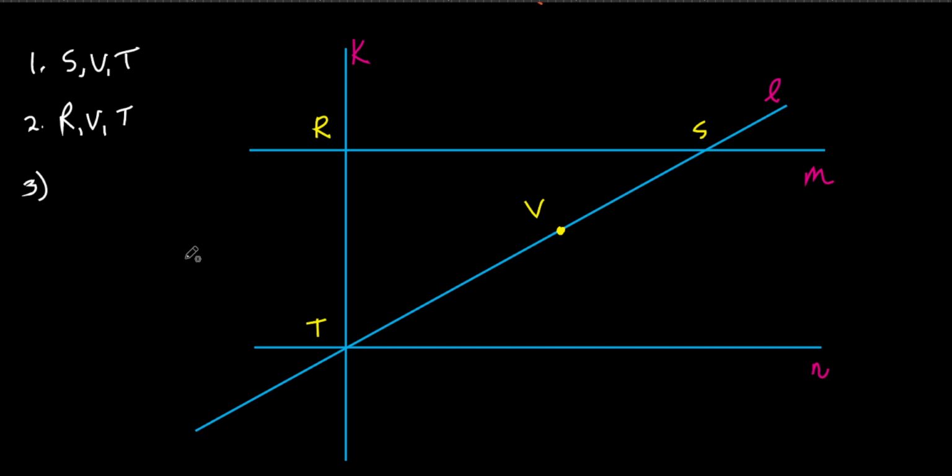Number 3 says name 3 concurrent lines. 3 concurrent lines. Look back at your definition for concurrent. All right? So you want to have 3 lines that are concurrent. What does it mean to be concurrent? The lines do what? They all intersect each other. So give me 3 lines.